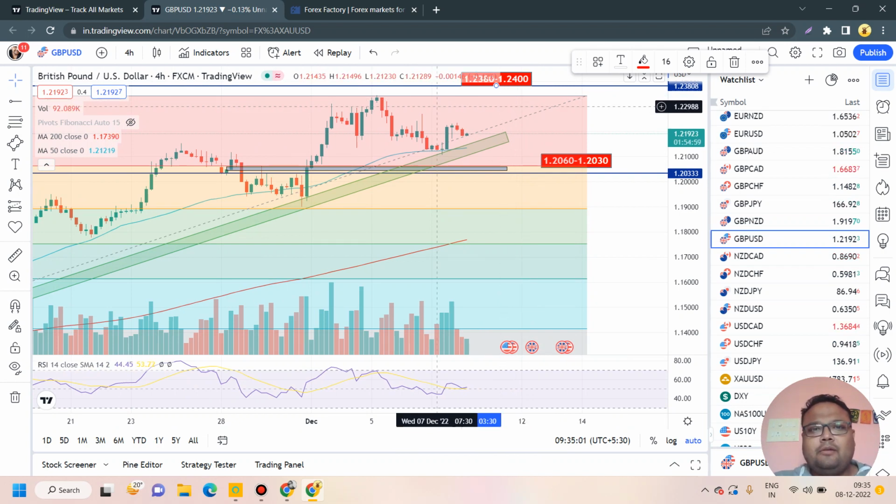But I don't think the market will be heading towards the resistance today, as we do not have any big news. Mostly the market is waiting for news coming up next week, the Fed's meeting and the inflation. That will bring some big moves to the market.